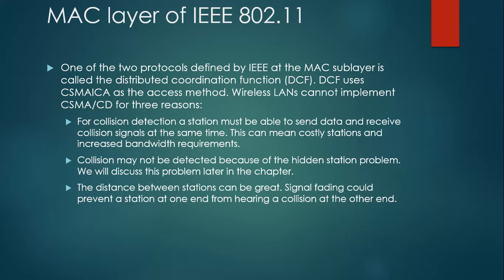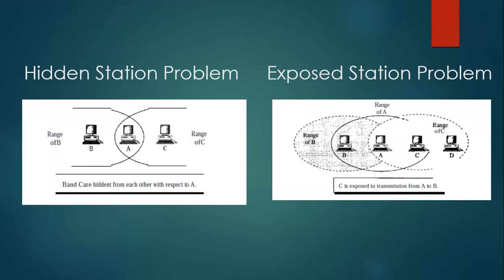Now this is the time to talk about the hidden and exposed station problems. First, we'll look at the hidden station problem. According to this diagram, station B has a transmission range shown by the left oval, and station C has a transmission range shown by the right oval. Every station located in this range can hear any signal transmitted by station C. Station C is outside the transmission range of B. Likewise, station B is outside the transmission range of C.